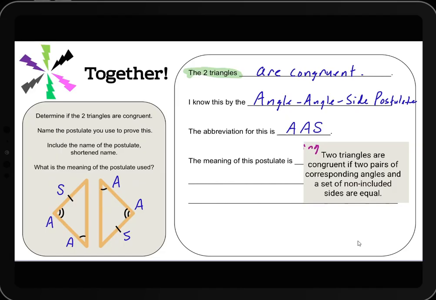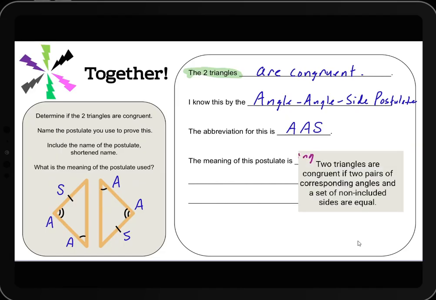That's the meaning that I am looking for. Okay, now looks like I kind of got my sentence structure a little bit off, but two triangles are congruent if two pairs of corresponding angles and a set of non-included sides are equal. That's what it represents. As a sentence, we also want to make sure we lowercase that because we are writing complete sentences here. So that's the meaning that I'm talking about.